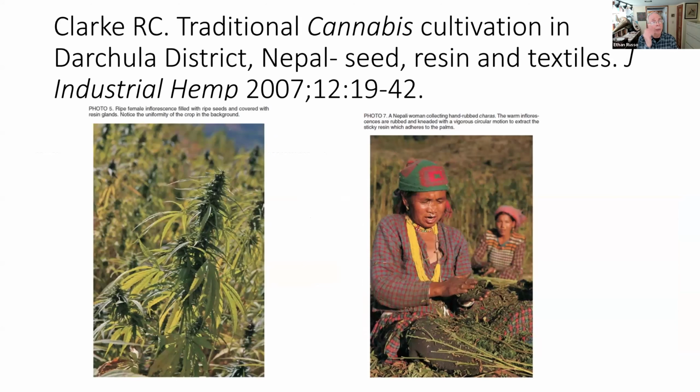And this is what the mature plants look like. This would be a female plant that is seeded, but also has a great deal of resin production. And the person on the right is hand rubbing what they call charas, elsewhere called hashish. And so this breaks the glandular trichomes and then is scraped off of the palms.